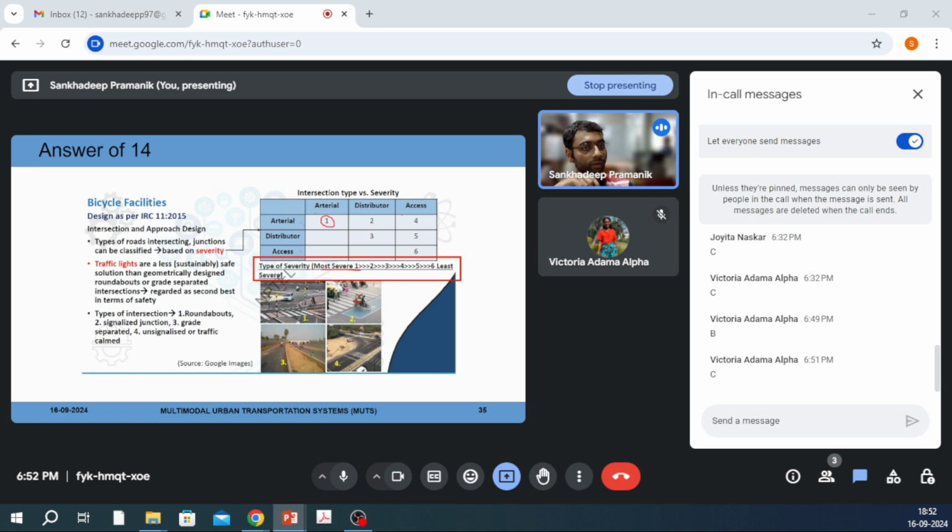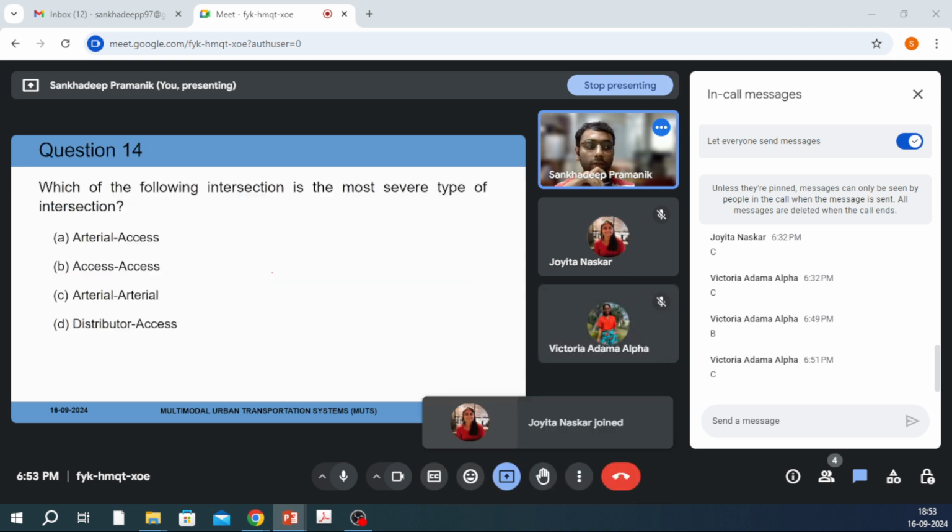because in these arterial roads the speed of the vehicle is sometimes quite high, and the number of vehicles are also quite high, and the width of the road sometimes is more than this distributor or access. So the intersection formed by these two arterial roads are more severe than the intersection formed by other roads like distributor access or access. So correct option will be arterial, option C.